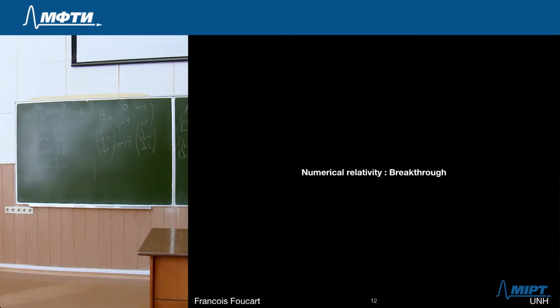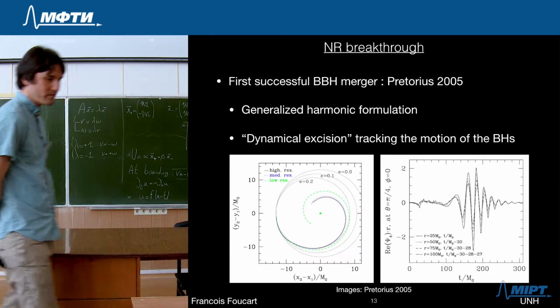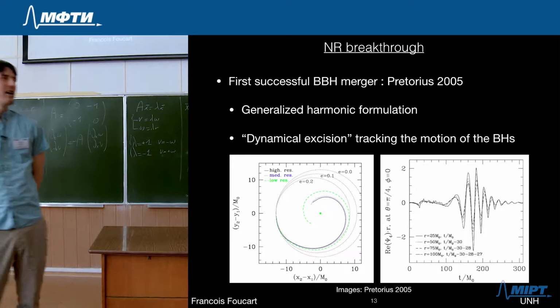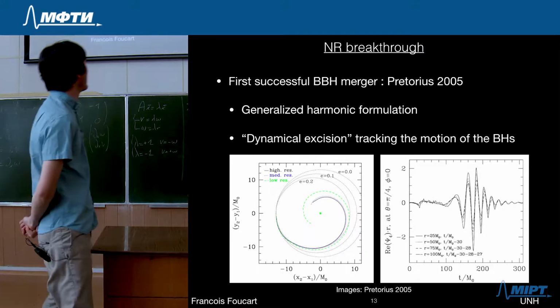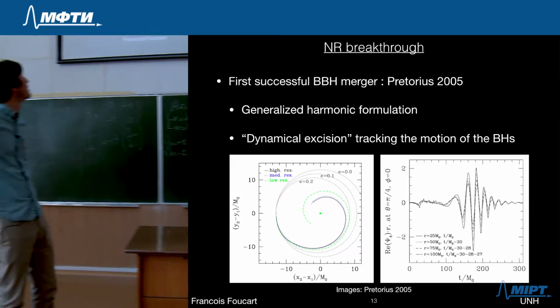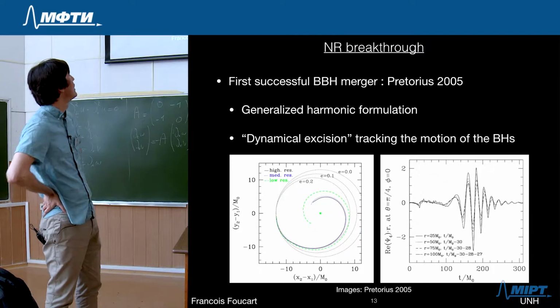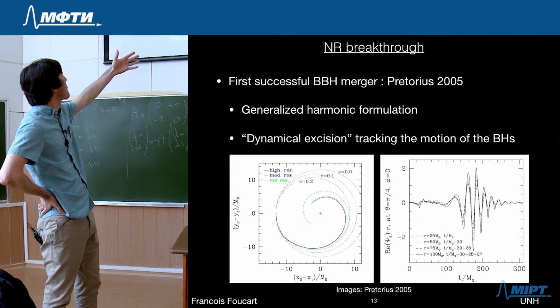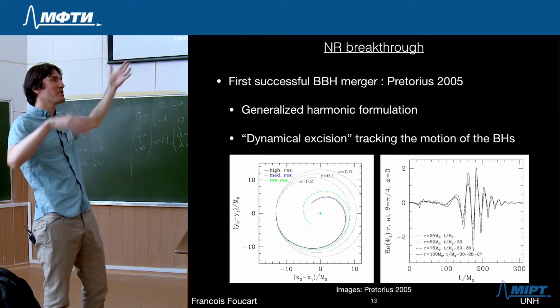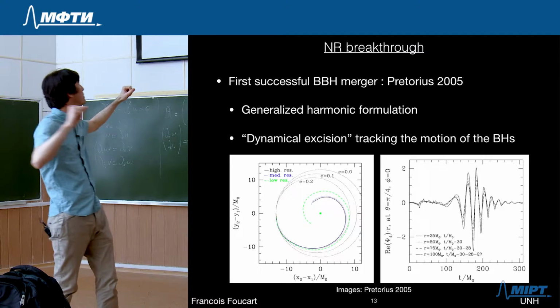Okay. So with those changes, numerical simulations actually became possible. Numerical simulations of merging black holes became possible. The first one was done in 2005 by Francois. It's shown here. And at the time, you know, it was a huge breakthrough. It's the first time that black holes were merged on a computer.